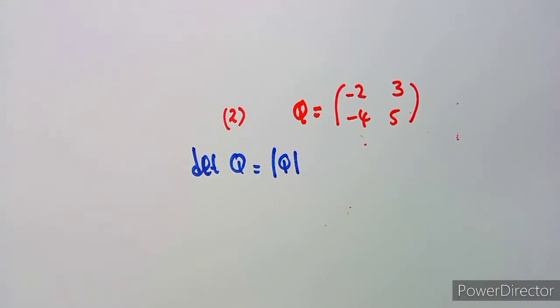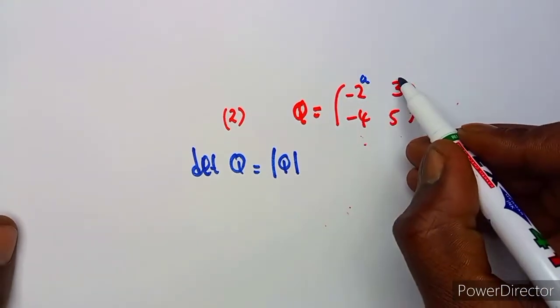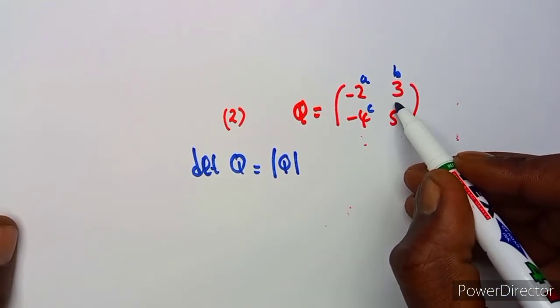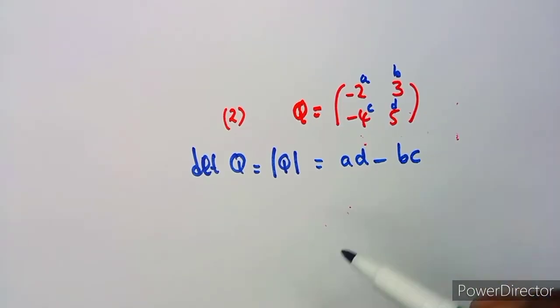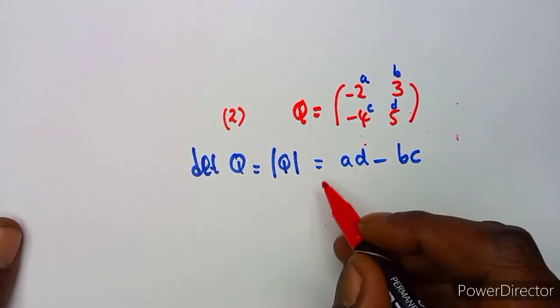Of Q, which is equivalent to AD minus BC. That is A, B, C, D, like this. So it's AD minus BC, just like that. If you can write your matrix in that order, then you can be able to use this.